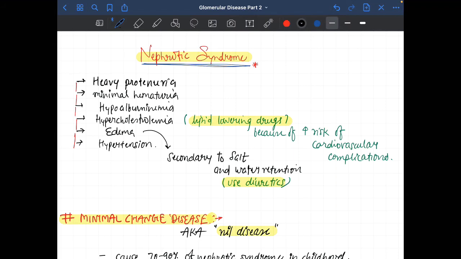So for the second part of glomerular disease, we will discuss nephrotic syndrome. What are the common features of nephrotic syndrome? The most common feature is heavy proteinuria, excess protein in the urine. There should be no protein in the urine. If there is protein in the urine, it is indicative of nephrotic syndrome, with minimal or no hematuria, hypoalbuminemia, hypercholesterolemia. There can also be edema and hypertension.